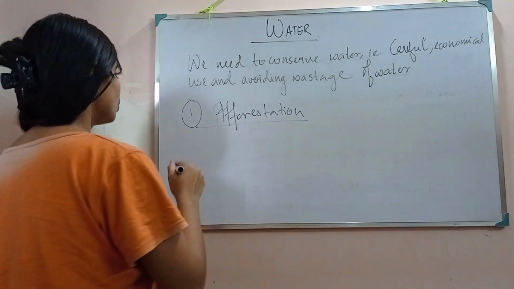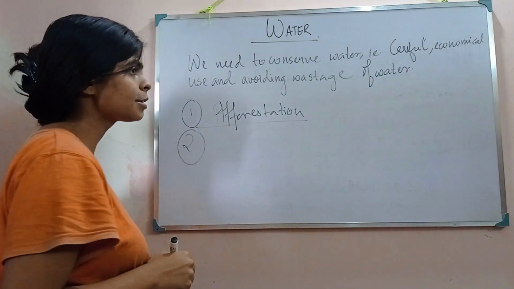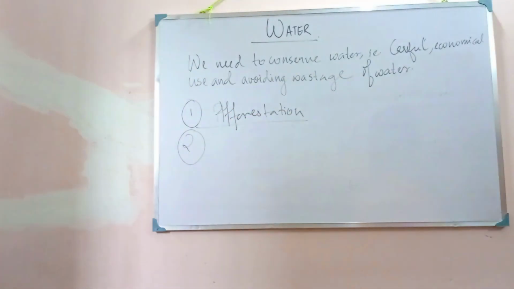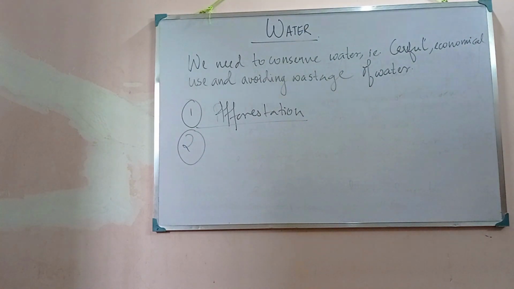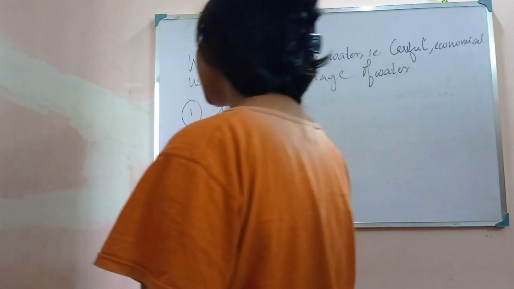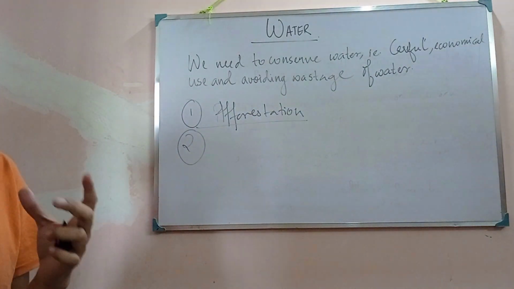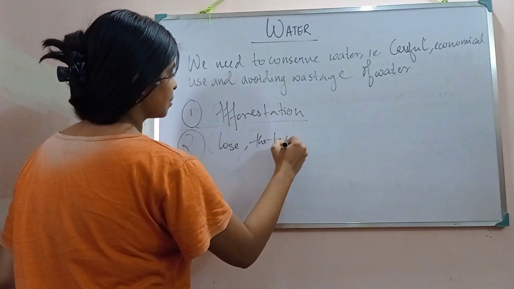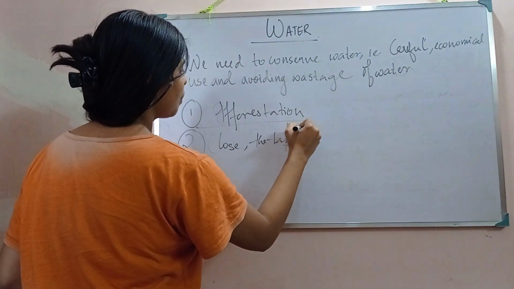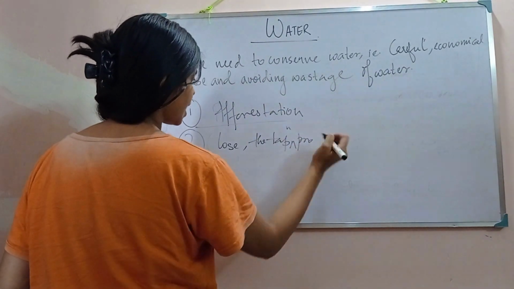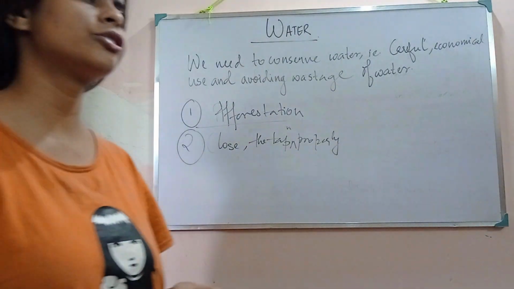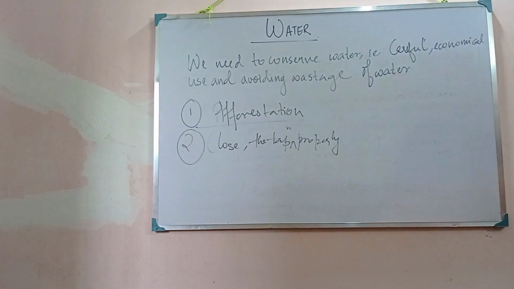Second, what can we do? For example, we should not allow the dripping of water from a defective tap. We should be very careful that whenever we go outside, we close the tap properly, so that the water does not continuously drip.